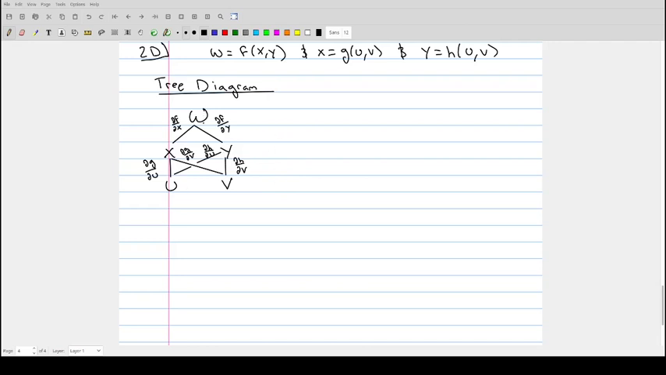And now we could ask the following two questions. What is the rate of change of w with respect to u? And what is the rate of change of w with respect to v? Because now w depends on two things. It depends on both u and v. Specifically, it depends on u through this path right here and through this path right here. And it depends on v through this path right here and this path right here.